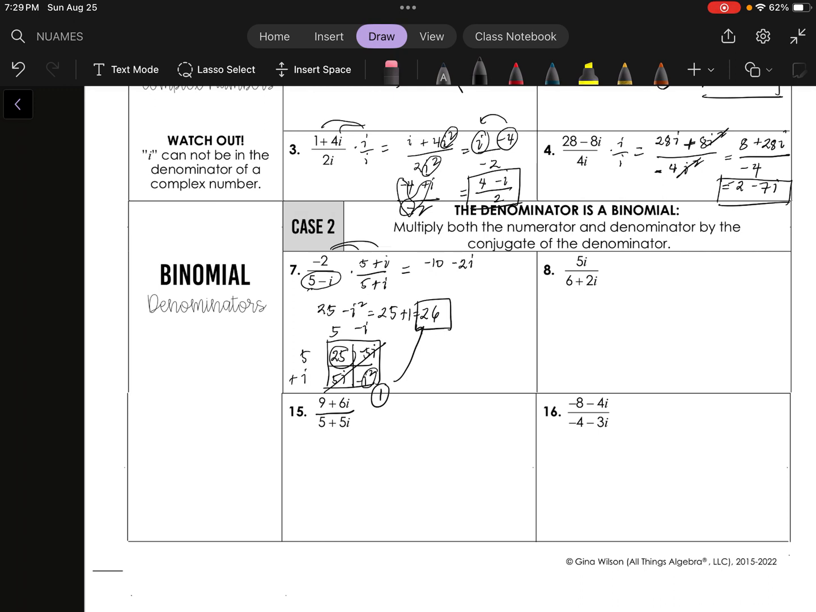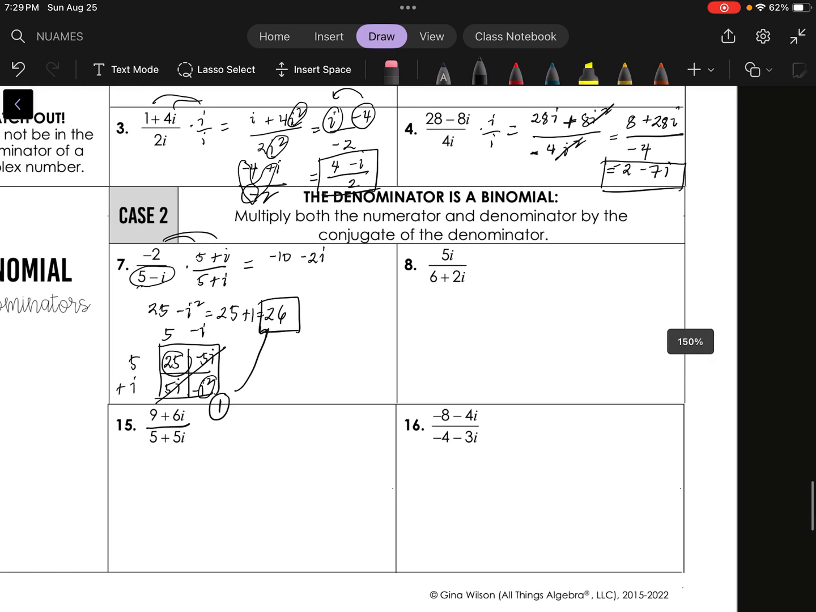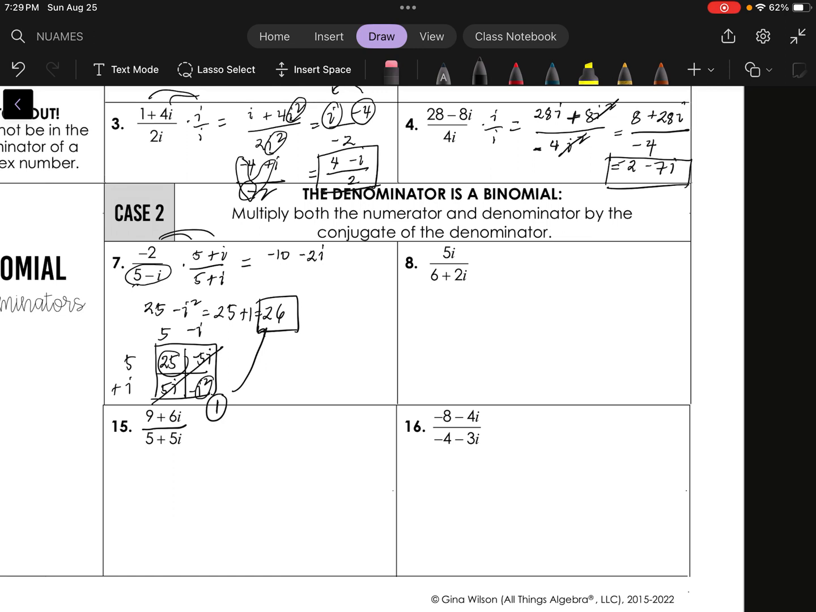So it's up to you how you want to approach that one. If you're more comfortable doing the box method, that's good for you, then do that. But if it's easier for you to do the shortcut method, then it's okay too.